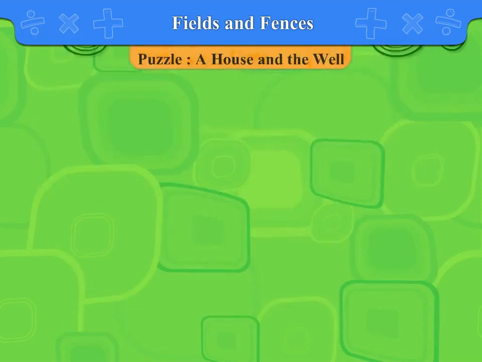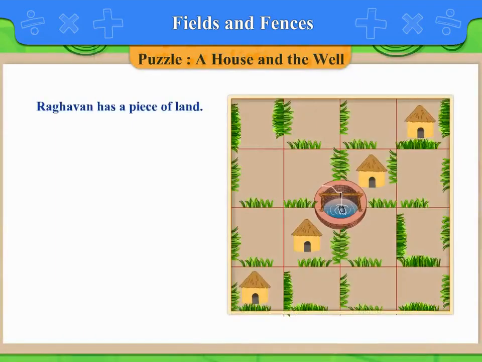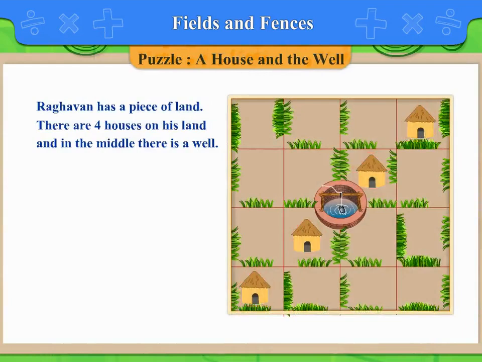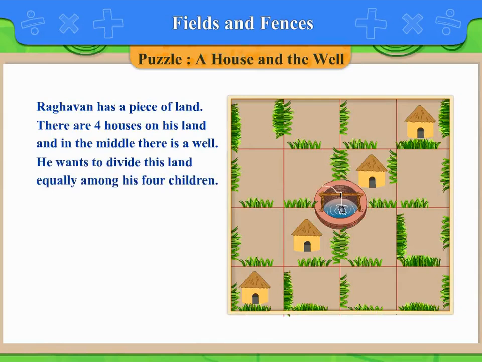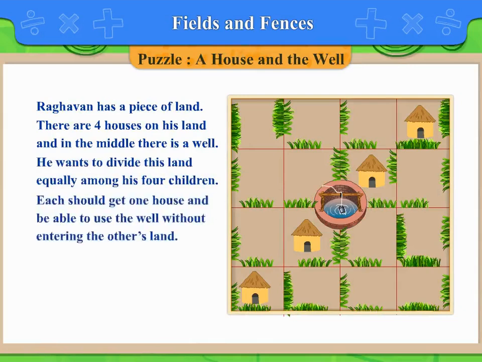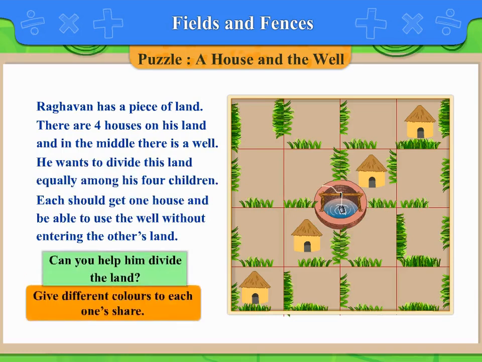Puzzle. A house and the well. Raghavan has a piece of land. There are 4 houses on his land, and in the middle there is a well. He wants to divide this land equally among his 4 children. Each should get 1 house and be able to use the well without entering the other's land. Can you help him divide the land? Give 4 different colors to each one's share. The picture of Raghavan's land is shown here.